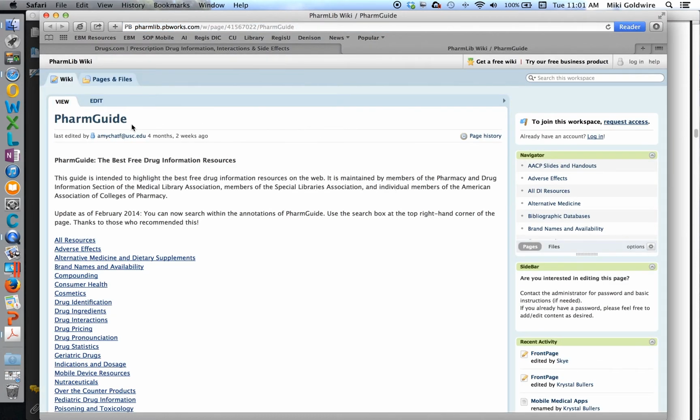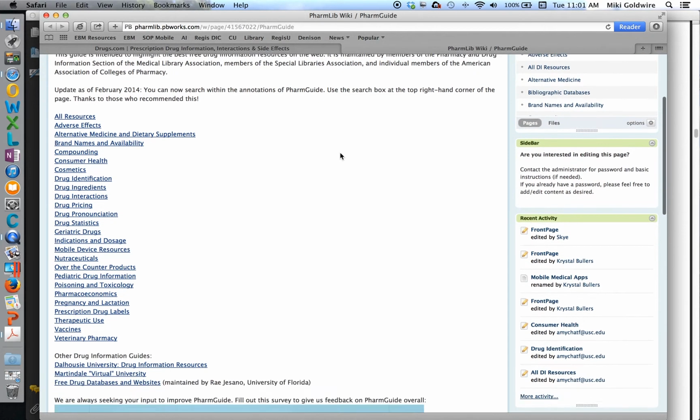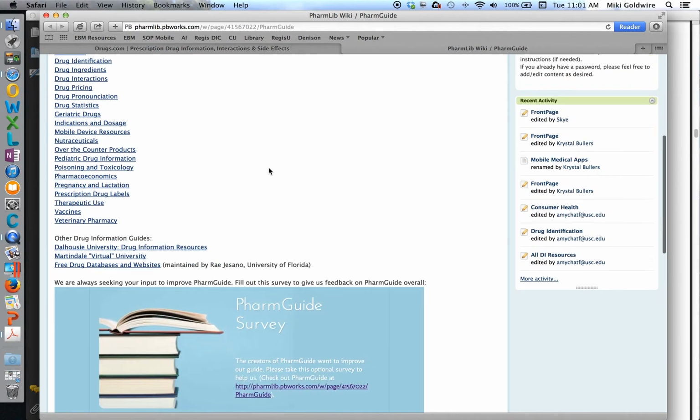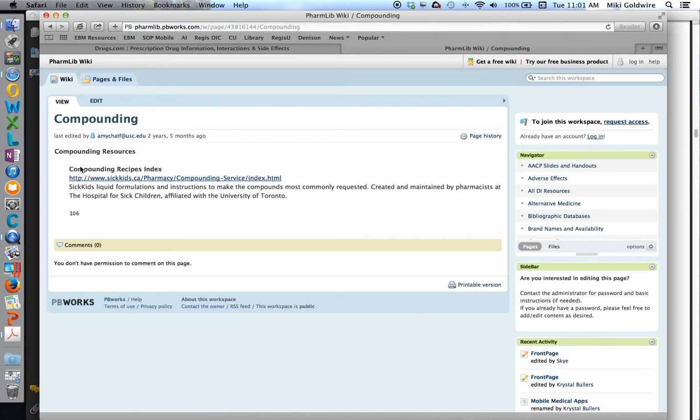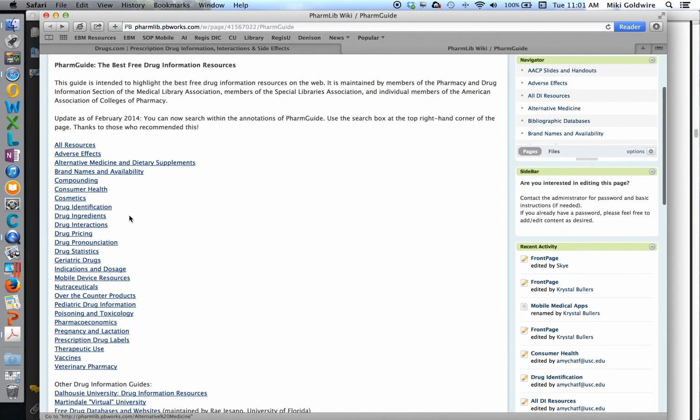You would be brought to the PharmGuide homepage, and you can see that there are links here of various types of free drug information available to you. Let's just click on the compounding tab to show you. The one here is Compounding Recipes Index from Sick Kids, Hospital for Sick Children, which is affiliated with the University of Toronto. Then you just hit your back button to go back.